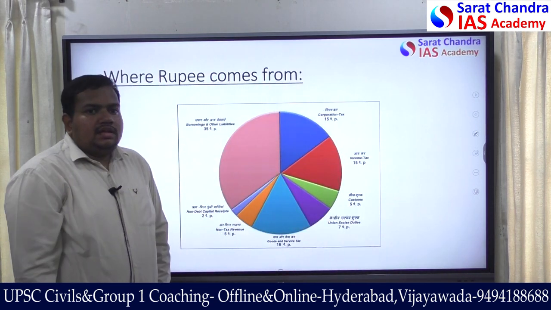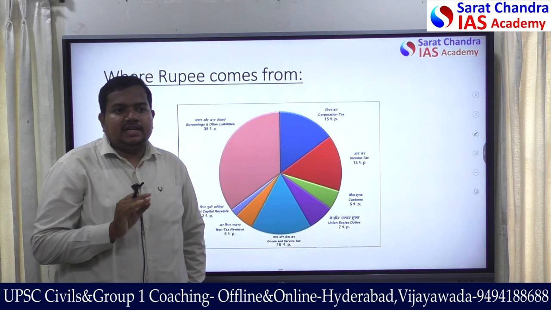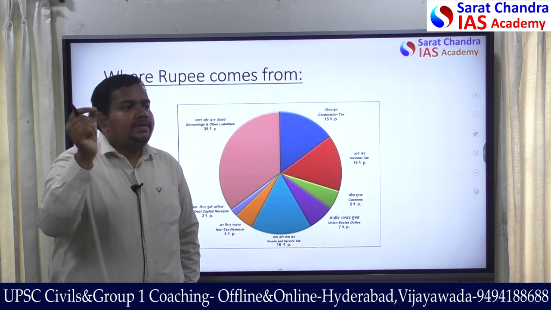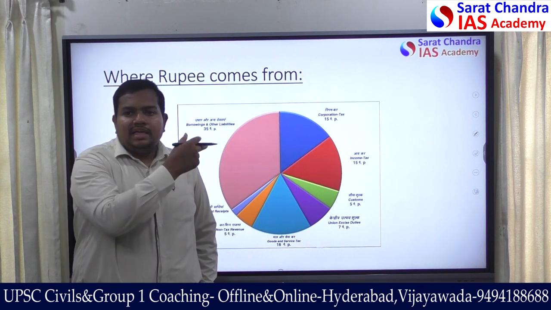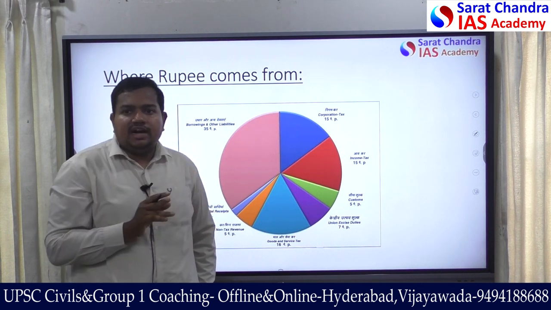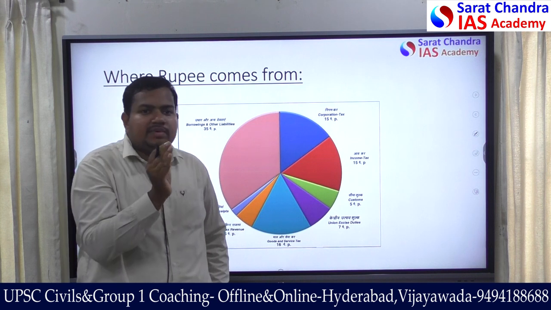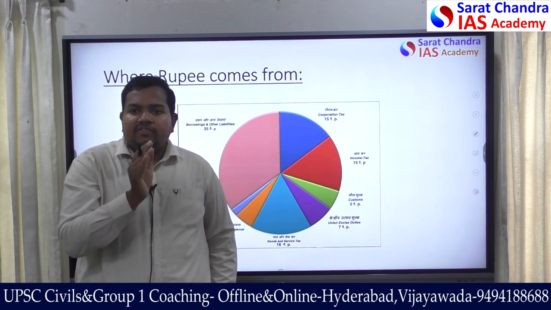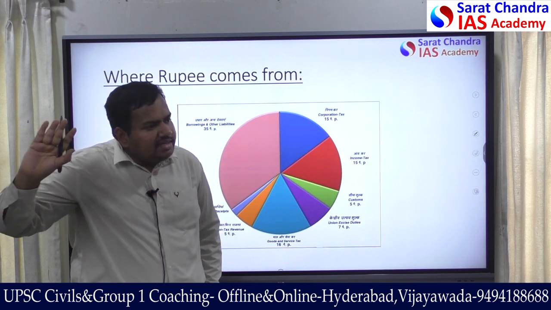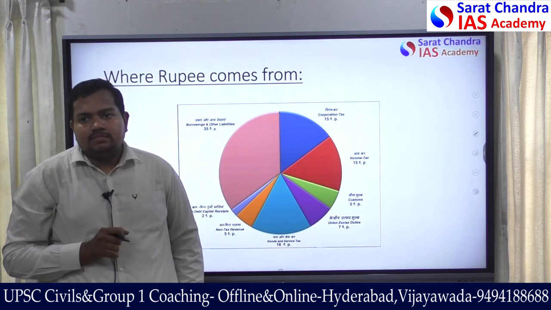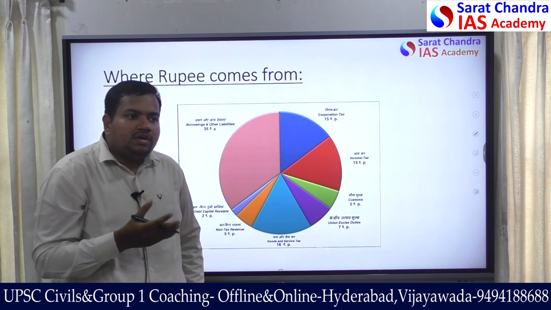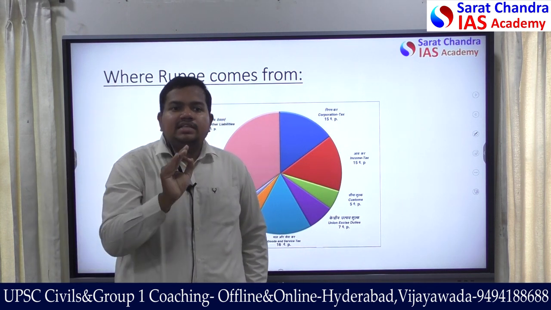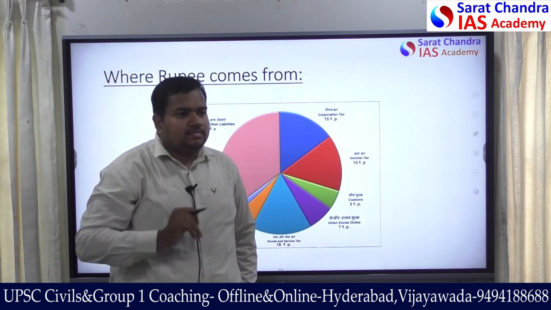Next, with respect to budget, where a rupee is coming from and where a rupee is going. Before, we divided it in the form of revenue receipt and capital receipt. Now we are not going to divide it in the two types. In general, where rupee is coming from. Similarly, we are not going to divide it in the form of revenue expenditure and capital expenditure. In general, where rupee is going.